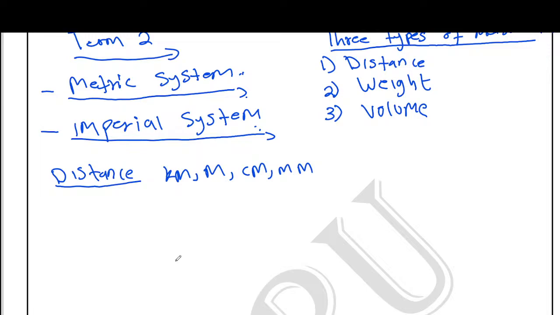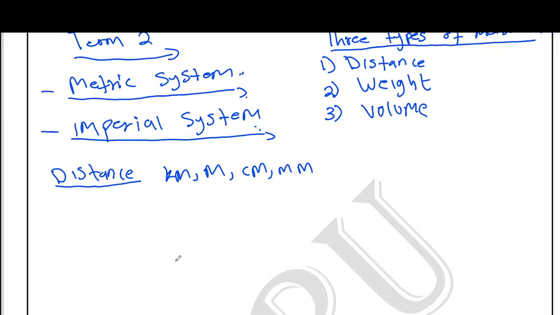You want to measure a distance from point A to point B. You cannot use kilometers on the paper. You cannot use meters on the paper. On the paper, you can only use centimeters or millimeters. Okay, so you see that centimeters and millimeters are used for smaller distances.